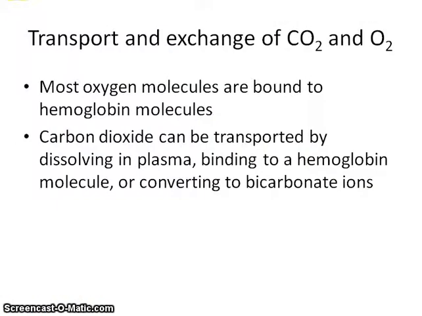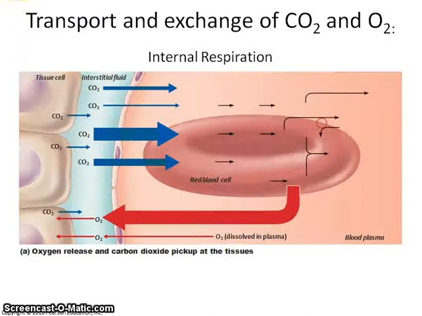Alright, as far as the transport of carbon dioxide and oxygen, you already know from the blood chapters that oxygen molecules are bound to the hemoglobin molecules. Carbon dioxide can be transported in the plasma or bound to the hemoglobin, and it can also be converted into this thing called a bicarbonate ion. We'll show you a little picture here.